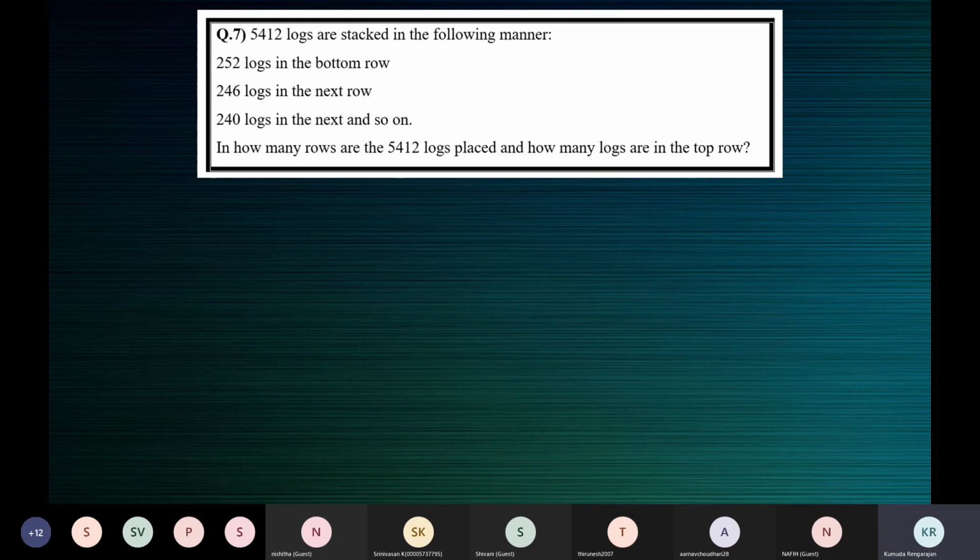No, the sum of all the logs is 5,412. So will you say S1 or S2 or S3, S4, S5? No, we don't know how many rows. So SN is equal to 5,412. That is, we don't know in how many rows 5,412 logs are arranged. So you should just write that and that will take you to the end of the answer.